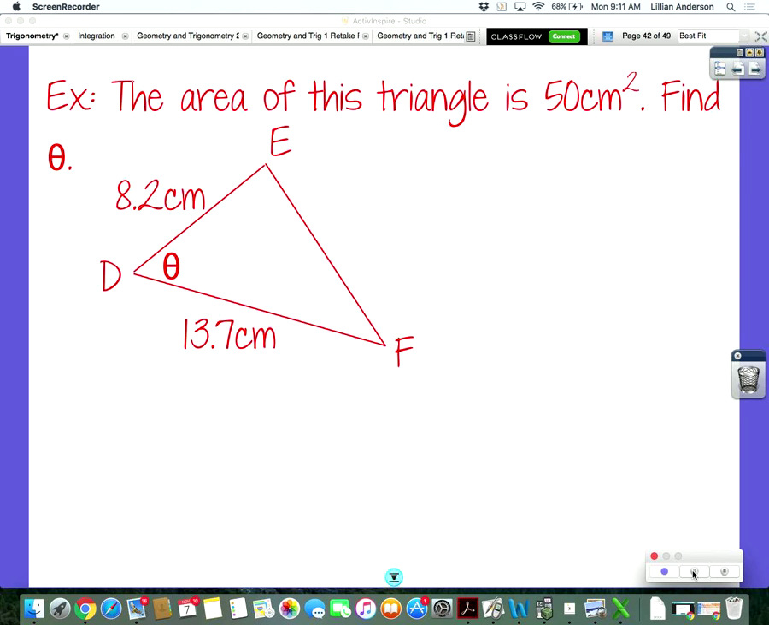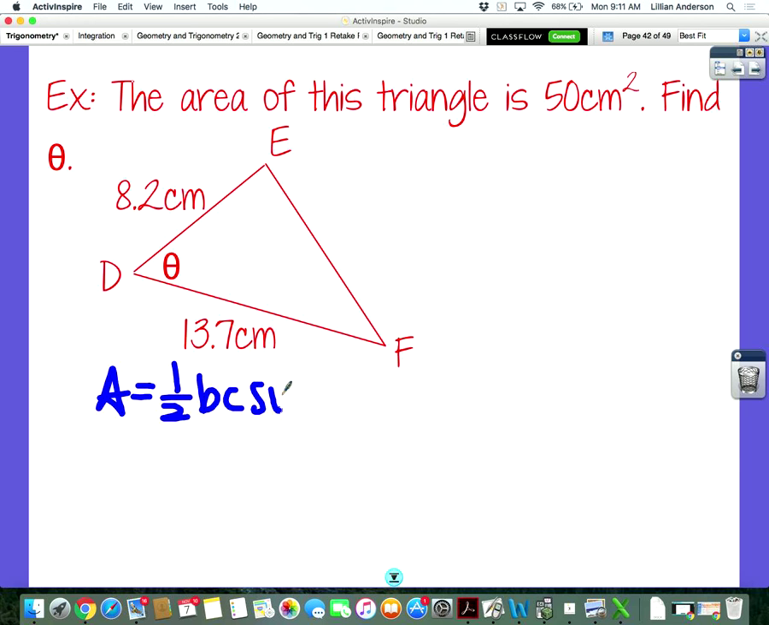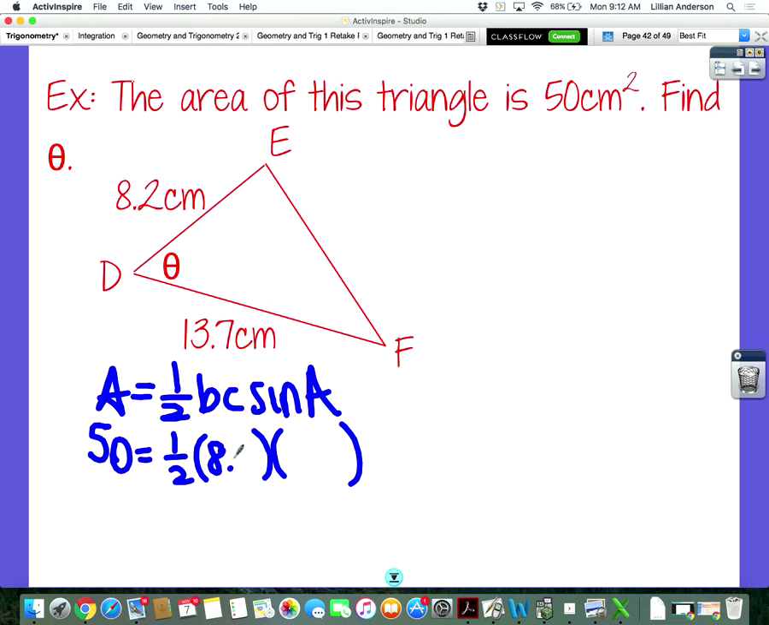So this one says the area of the triangle is 50 centimeters squared, and we're looking for theta. So you can even use the area formula to find angles or side lengths as well. The formula is A equals 1/2 BC sine A. Again, the letters are interchangeable. We know the area to be 50 centimeters squared, so we can plug that in for A. And we know our two sides that get multiplied together, 8.2 and 13.7. The one thing that we don't know is our angle.